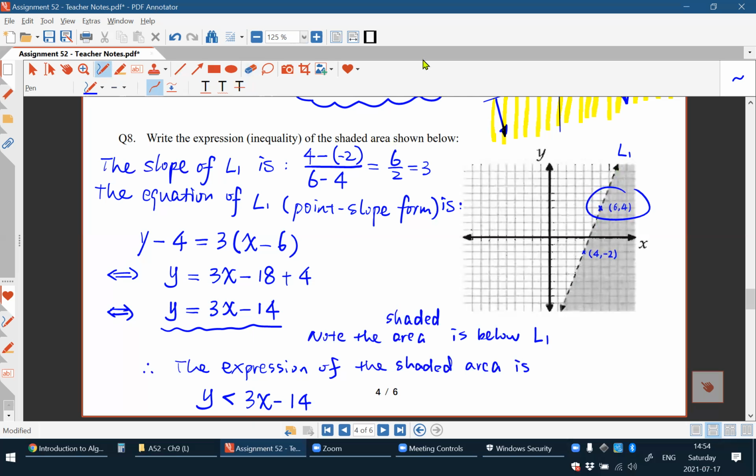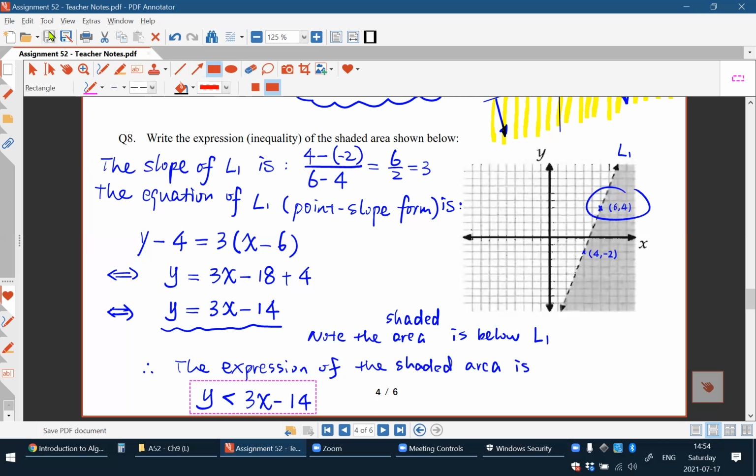Did you get it? Any questions? Okay, so this is the expression of the shaded area. No questions? Okay, let's move on.